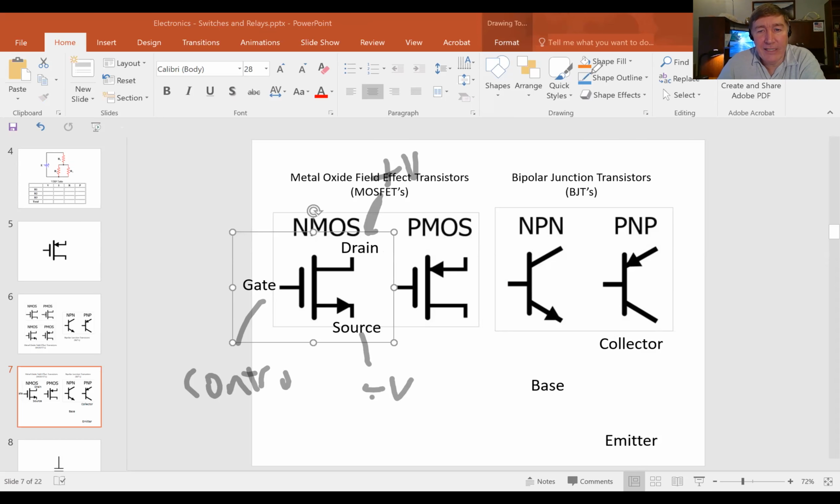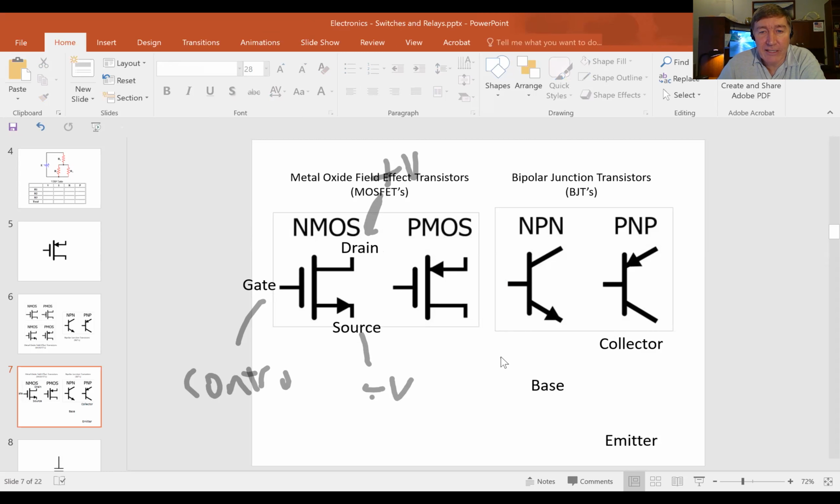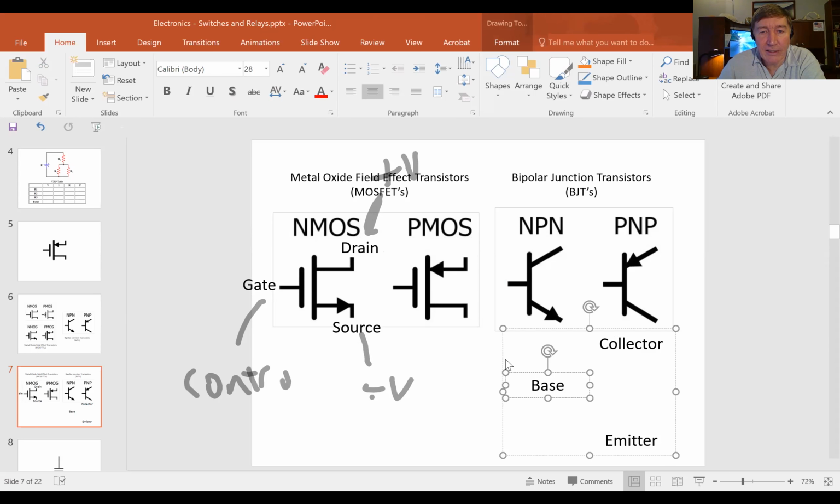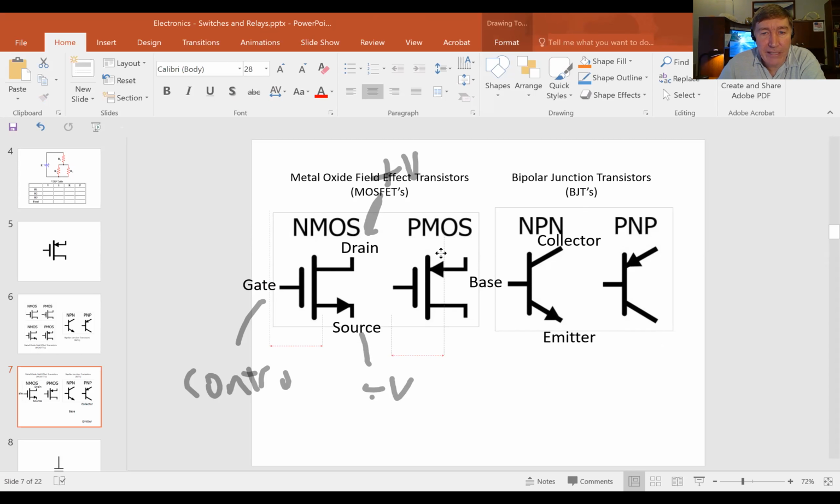Now, if it is a bipolar junction transistor, then for whatever reason, they decided to call it something different. Instead of calling it a gate, they call it a base. Instead of calling it a drain, they call it a collector. Instead of calling it a source, they call it an emitter. It doesn't matter if it's an NPN or a PNP, it always works the same way.